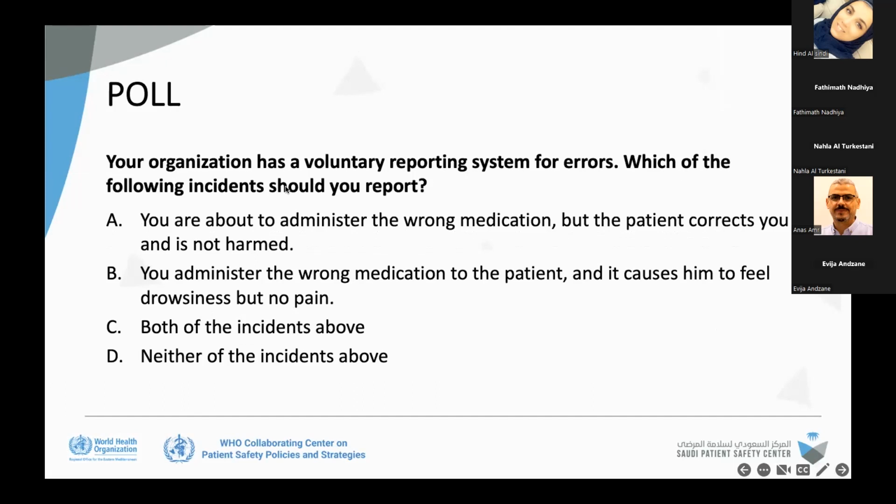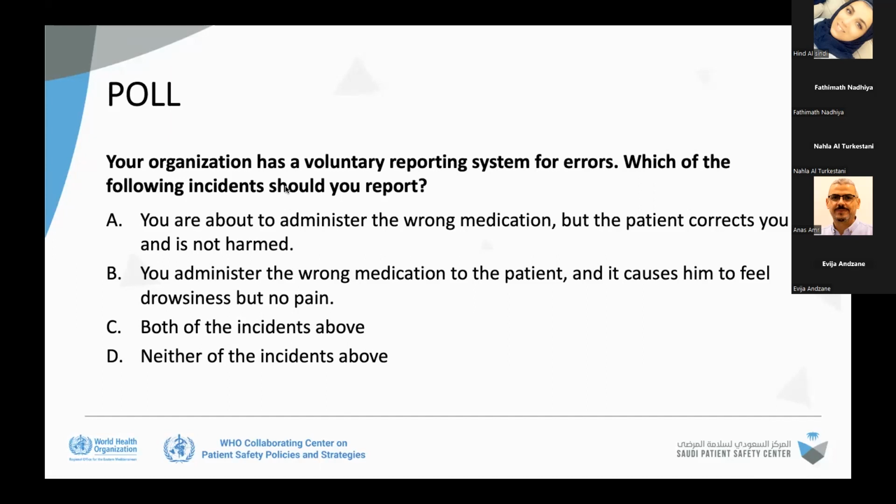Your organization has a voluntary reporting system for errors. Which of the following incidents should you report? You are about to administer the wrong medication, but the patient corrects you and is not harmed; or you administer the wrong medication to the patient and it causes harm, it causes him to feel drowsiness but no pain; or you should report both of the incidents above, or neither of the incidents above. Choice number 5 is mistaken, so please don't choose it.